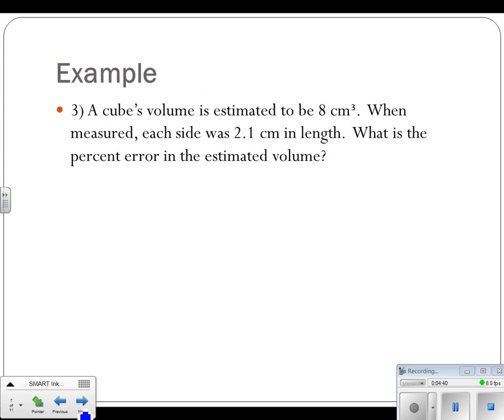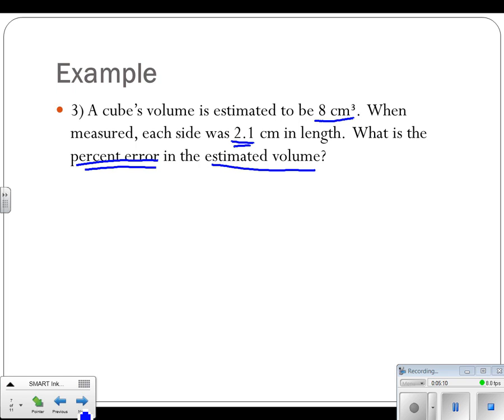In an example here, it says a cube's volume is estimated to be 8 cubic centimeters. When measured, its side was 2.1 centimeters in length. What is the percent error in the estimated volume? When we estimate the volume to get 8 cubic centimeters, that's not actual. We're looking for the percent error here if we're actually measuring 2.1 centimeters on each length.